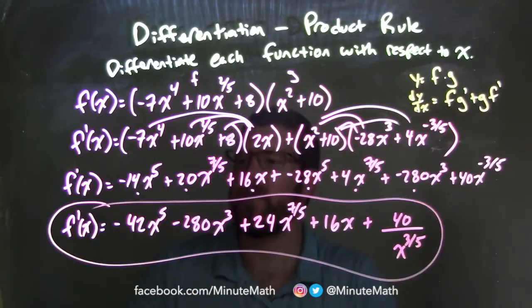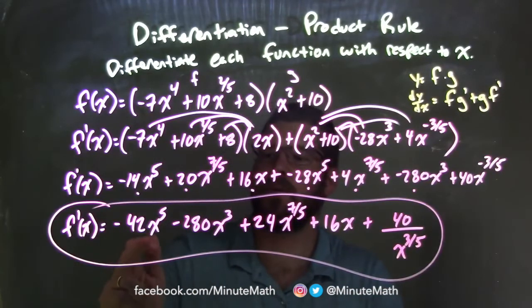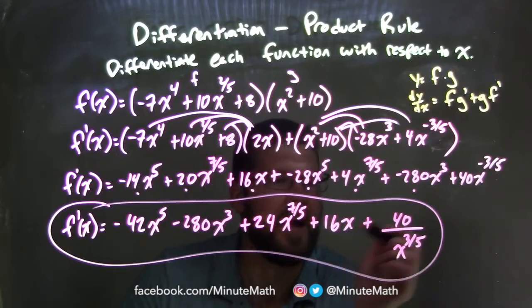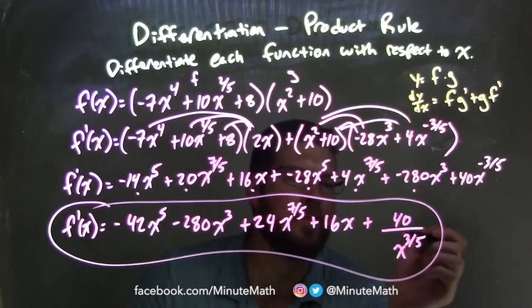We have our final answer here, the final derivative: f prime of x is equal to negative 42x to the fifth minus 280x to the third plus 24x to the 7/5 power plus 16x plus 40 over x to the positive 3/5 power.